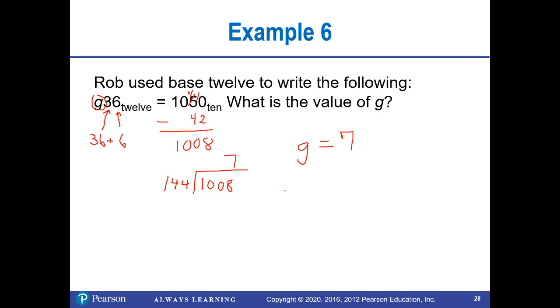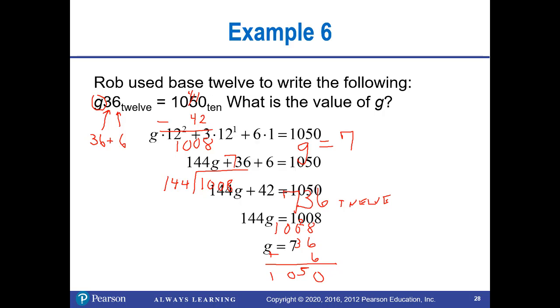So this number in base 12 is 736 base 12. And we could check that, and we probably should. So 7 times 144 is 1,008. 3 times 12 is 36. And 6 times 1 is 6. So we have 8 plus 6 is 14, plus 6 is 20. Carry the 2, 5, 0, 1, 1,050. So it's just a matter of stopping and thinking and then making sure your arithmetic is correct.